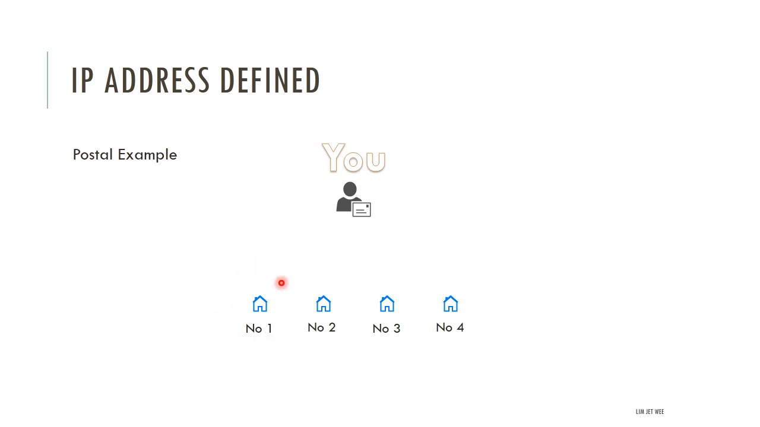Every house or apartment has a unique address. Because of this unique address, the letter can eventually reach where you want it to be. So that is how the traditional postal service works. Now, this is not difficult to understand. But now let's translate this into the computer network.